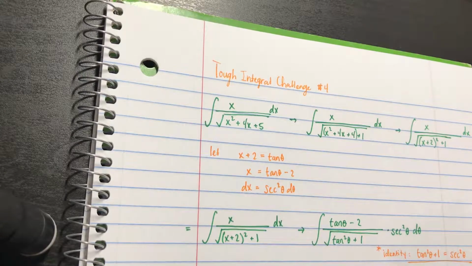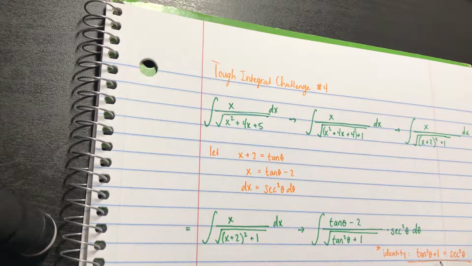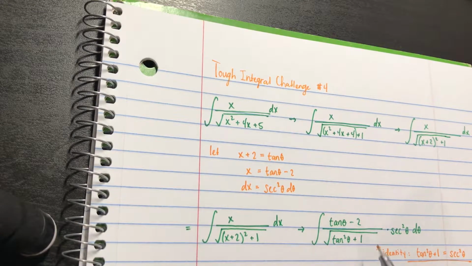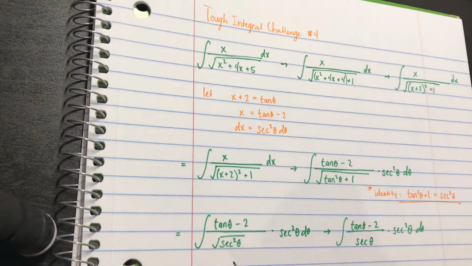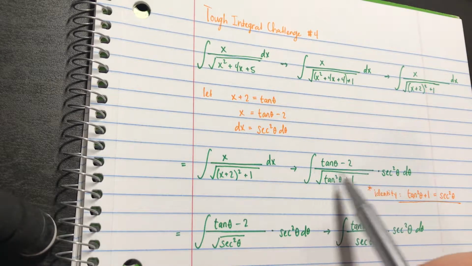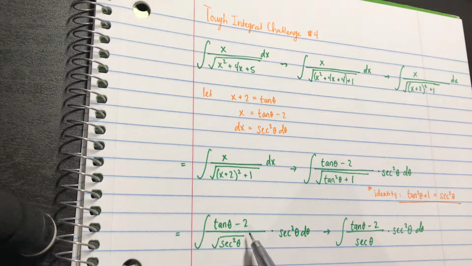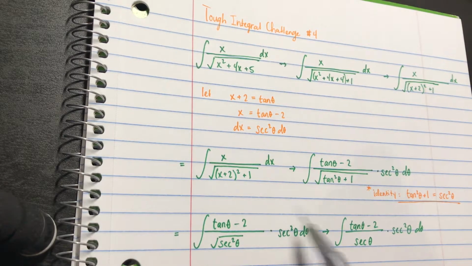Now, I'm going to make use of the fact that our identity says that tan squared theta plus 1 is equal to secant squared theta. Or in other words, this tangent squared theta plus 1 is equal to secant squared theta. I maintain the numerator that I had in the previous part of this integral, and the only thing that's changed is that now I have the radical secant squared theta in the denominator. And I'm also keeping the secant squared theta d theta on this side of the integral.